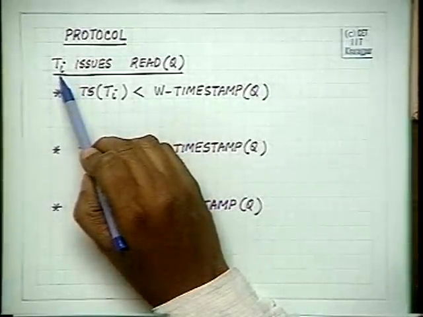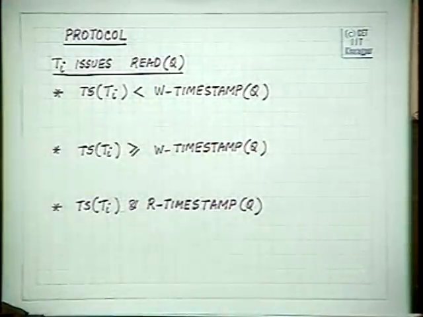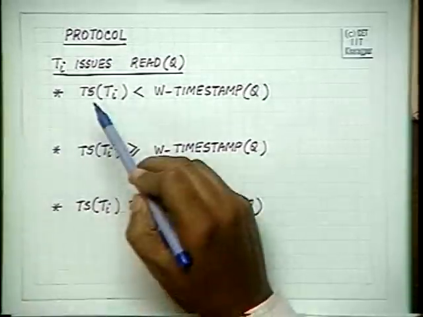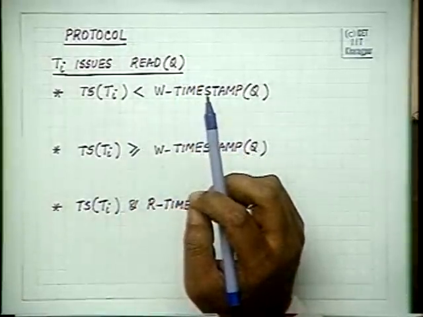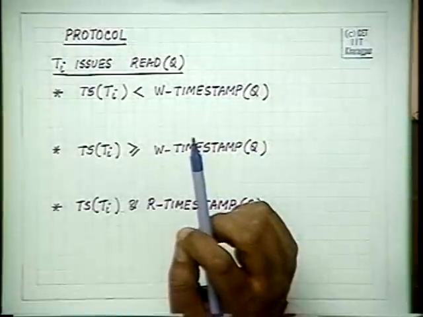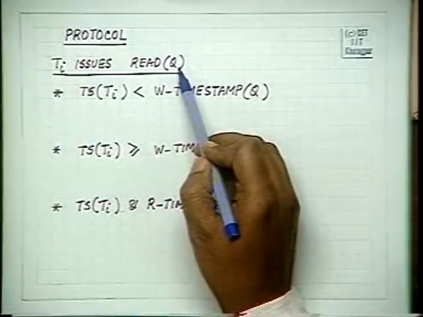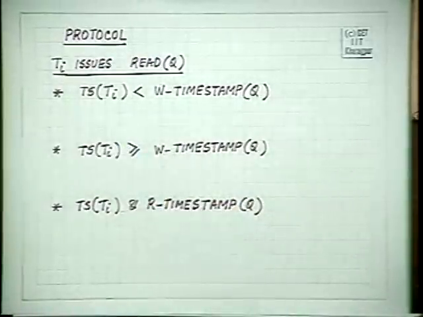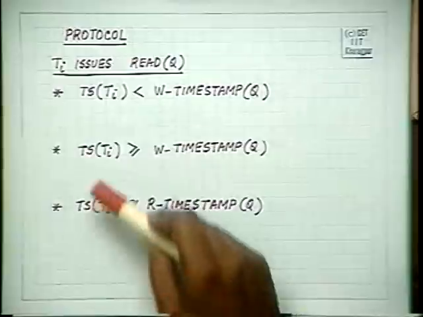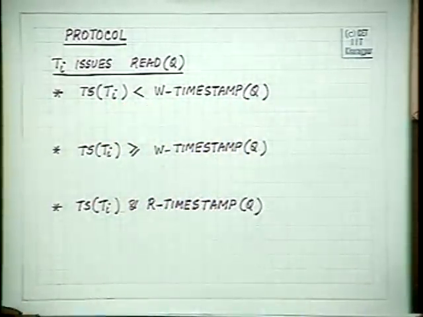Now, suppose a transaction Ti issues a read(Q). Now, the TS(Ti) value will be compared with the W-timestamp and the R-timestamp of Q, because it has done a read(Q) which is shared. If it is not shared, then there is no problem, but if it is shared, then it checks. The first thing that it will check is whether TS(Ti) is less than W-timestamp(Q).